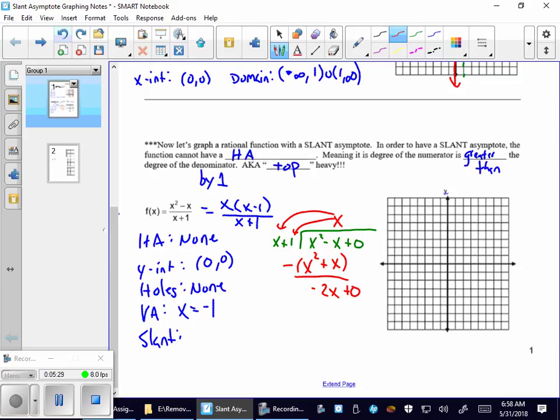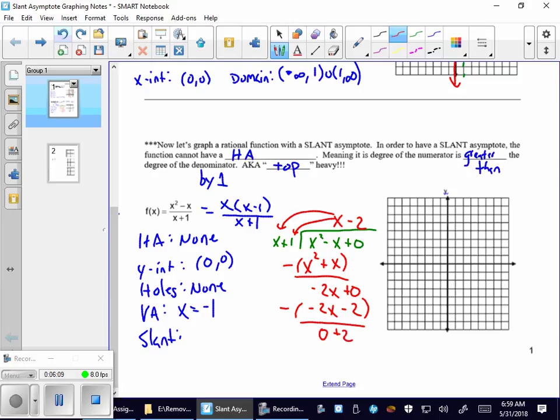Ask ourselves, what do we multiply x by to get negative 2x? Well, of course, that would be negative 2. So I'm going to multiply by negative 2. Negative 2 times x is negative 2x. Negative 2 times 1 is negative 2. And really, this part doesn't even matter. Whatever we get here for a remainder isn't going to matter. The biggest thing is you have to make sure that first term goes away. And negative 2x minus a negative 2x, of course, is 0. Technically, your remainder here would be 0 minus negative 2, which is plus 2. So you would have a remainder of 2.